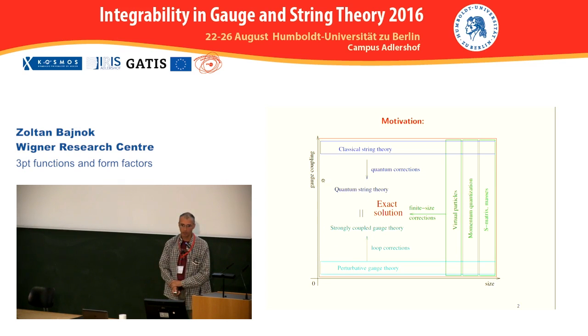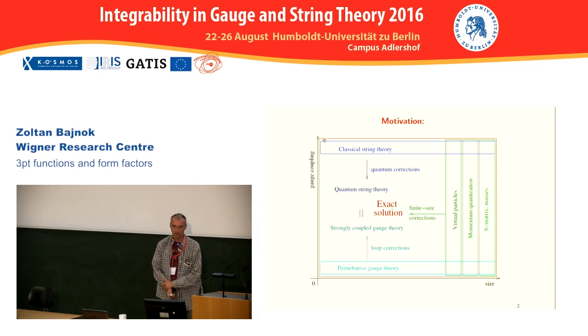Typically you have two couplings because we are working in the large N limit. You have the gauge coupling or 't Hooft coupling on one side, and then once you calculate two-point functions or three-point functions of operators, you have the size of this operator. Gauge theory is reliable and a good calculational tool for small couplings. This is perturbative gauge theory. Then you start to calculate loop corrections, and then you have this strongly coupled gauge theory.